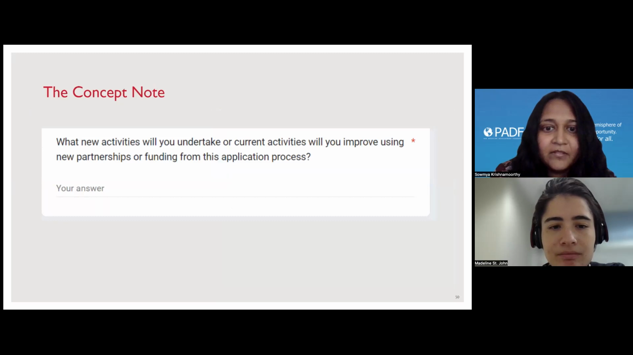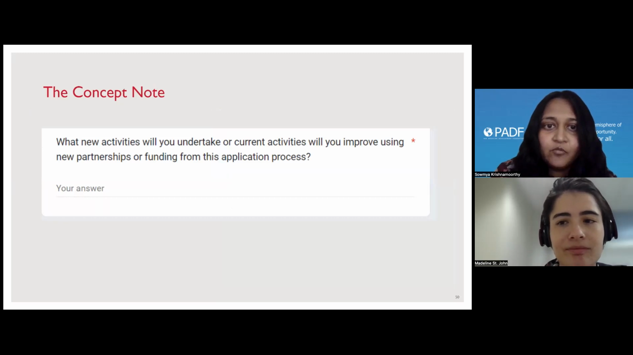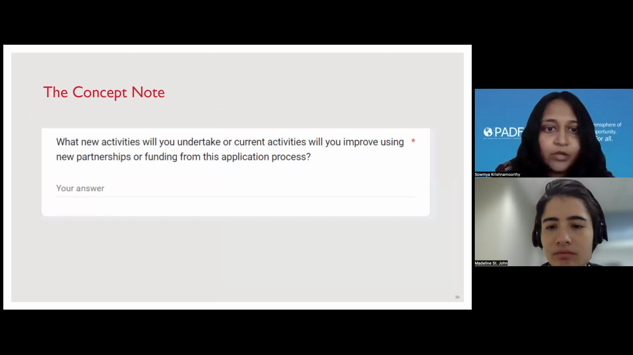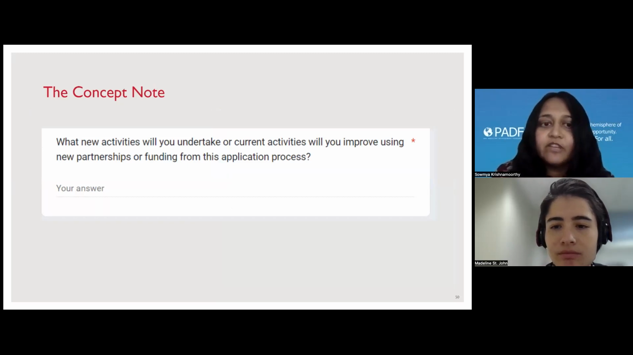Then we want to know what you're hoping to get out of this process. What do you think, what is your idea, and how will you implement it? What new activities will you undertake? What new partnerships are you seeking? And what will happen at the end of this if you're successful? So give us a brief sense of your vision for where you're going.